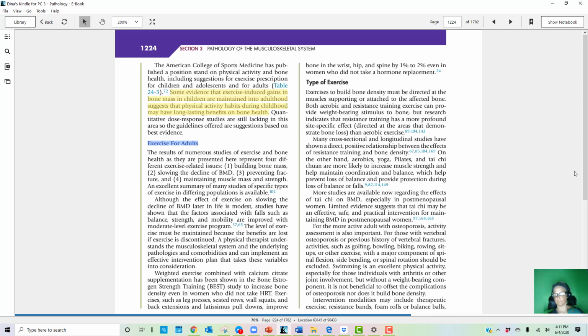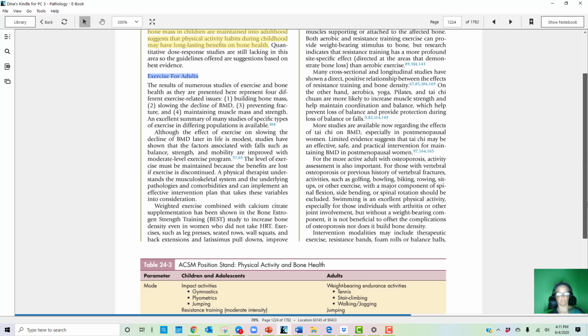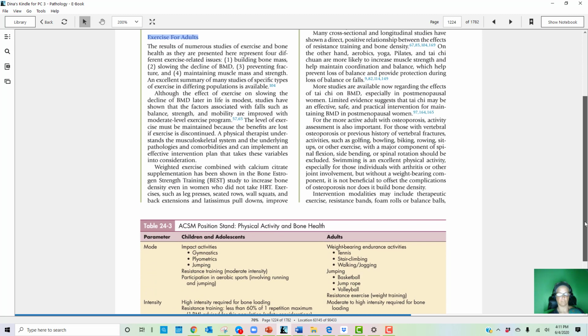Exercise for adults. The results of numerous studies of exercise and bone health as they are presented here represent 4 different exercise-related issues. 1. Building bone mass. 2. Slowing the decline of BMD. 3. Preventing fracture. And 4. Maintaining muscle mass and strength. An excellent summary of many studies of specific types of exercise in differing populations is available.